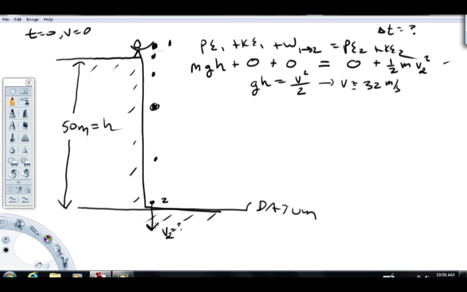So now what I know is I know v final. It's important to note that when you use the work energy theorem and you find a velocity, that velocity is an instantaneous velocity. It's the velocity at position 2. It's not an average over the time interval or anything like that.